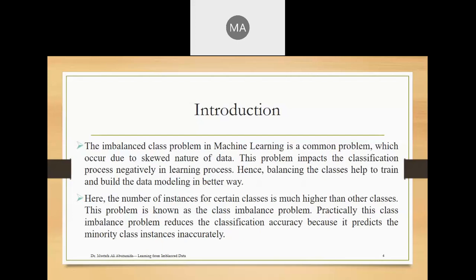It's a common problem which occurs due to the skewed nature of data. This problem impacts the classification process negatively in the learning process. Hence, balancing the classes helps to train and build the data model in a better way. It can reduce the accuracy rate because the training is done mostly on the majority class, while the minority class gets less training.